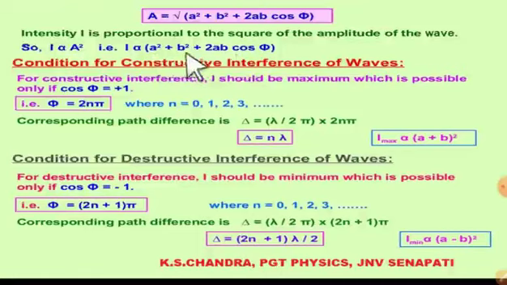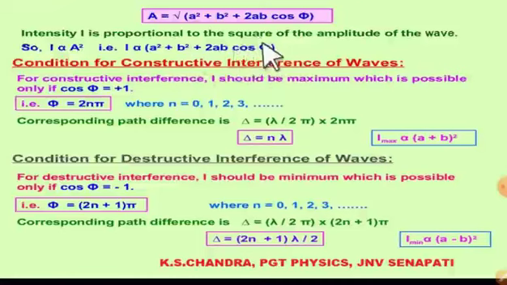This A, B, these are all constant. Why? Because A is the amplitude of the first wave, B is the amplitude of the second wave. So likewise 2AB is a constant, so it depends upon this cosine of phi. So in order to have maximum intensity, what happened? The maximum value of cos phi must be there in this intensity.